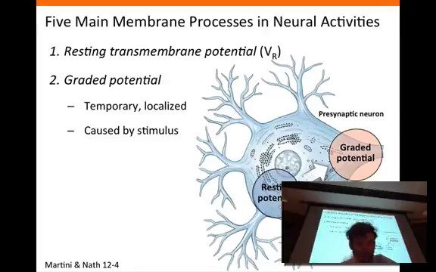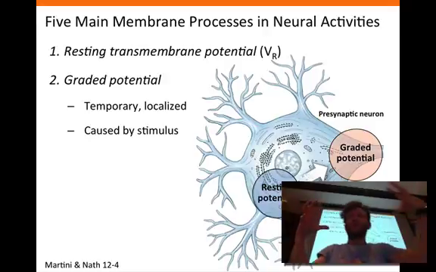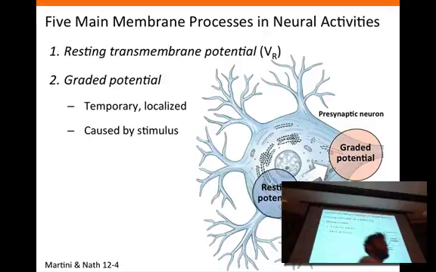The graded potential. So a graded potential is a change in the transmembrane potential. It is temporary, it is localized, and something causes this stimulus. The way I think about this is a graded potential. Graded potentials have different strengths, right? They have different strengths. And that's why they're called graded. They have certain intensity which falls away from the center point of the initial stimulus.